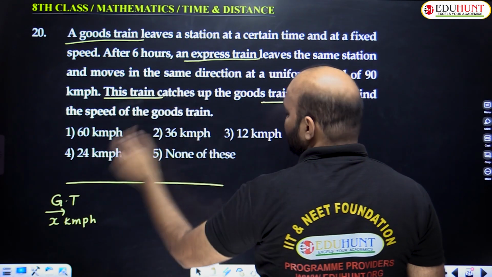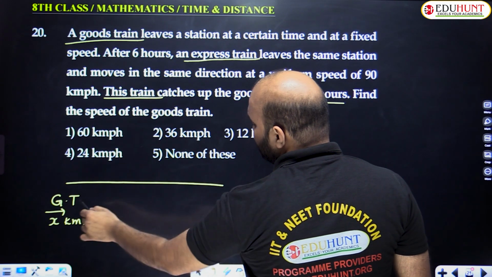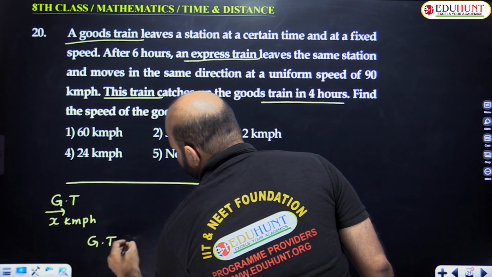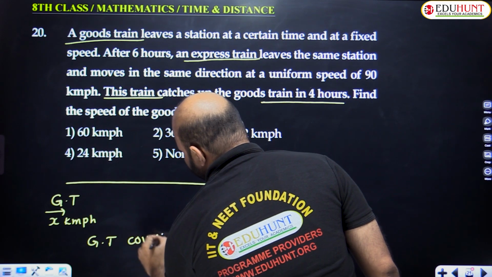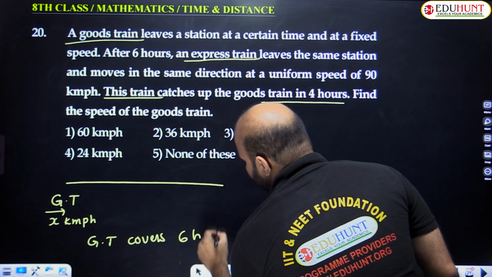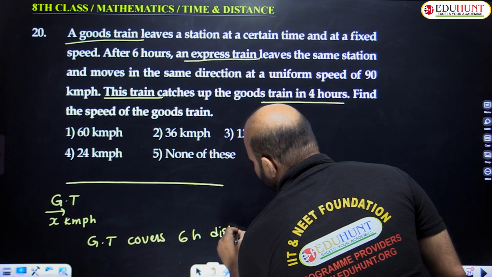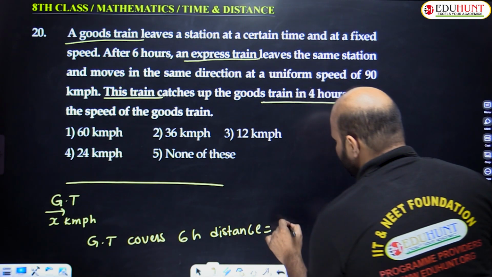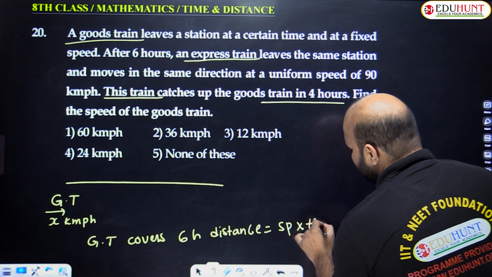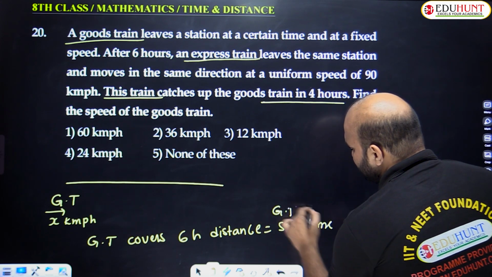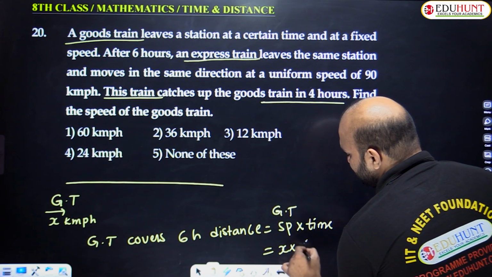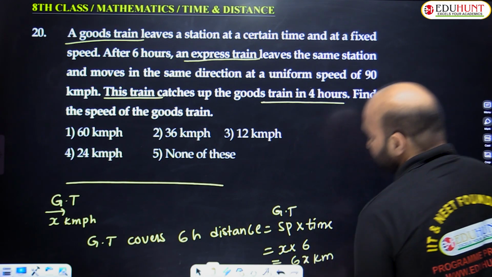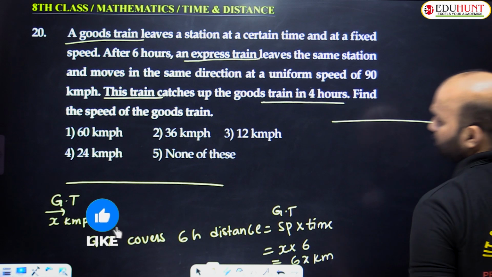After 6 hours, so nothing but what? In the first 6 hours, how much distance does the goods train cover? The distance equals speed into time. The goods train speed is x, and the time is already given as 6 hours. So 6x is the distance already covered.